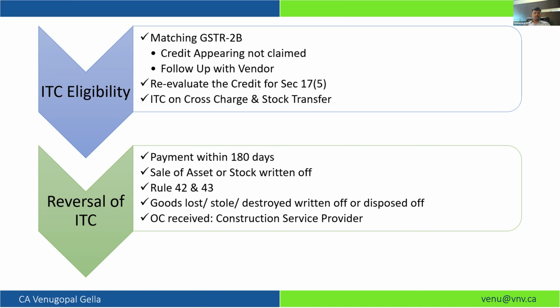But how this works is, first you have to claim. And once the payment is not made, only then you have to reverse. If you didn't claim and you think that you will claim when the payment is made, then there will be a problem. Reason being, for claiming an ITC there is a time limit, section 16(4), which as of now is 30th November. So ITC of 22-23, you need to avail before 30th November 23. If you don't avail, then you are not eligible.